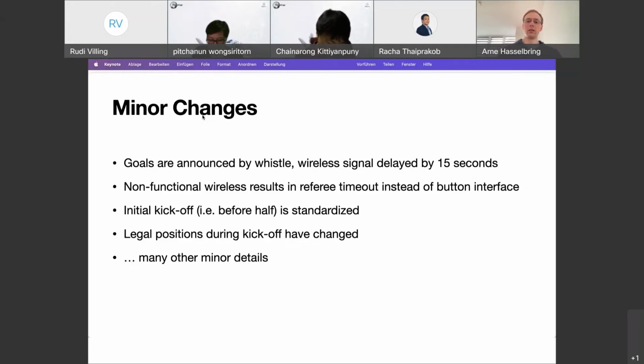Then the so-called button interface has mostly been removed, which was a fallback if there was no working wireless. But this has mainly become useless since many of the new states, such as free kicks, aren't reasonably settable using the button interface. So now the league says there must be working Wi-Fi or the game cannot take place.